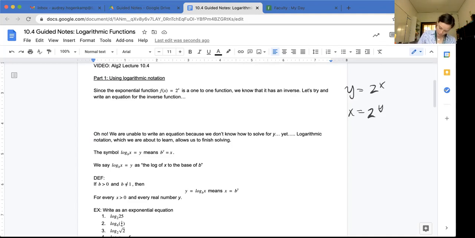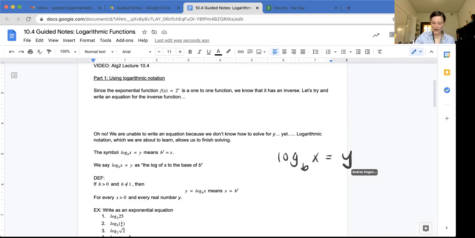So the symbol, log base b of x equals y, means that b to the y is equal to x. The way that you can remember this is with this little circle method: b to the y is equal to x. We say log base b of x equals y as the log of x to the base of b, or log base b of x.